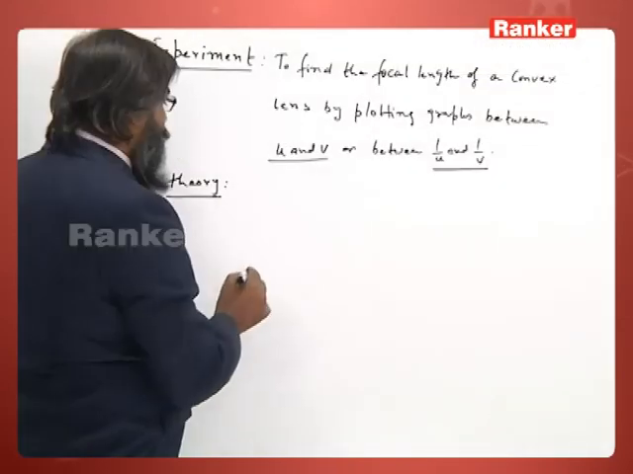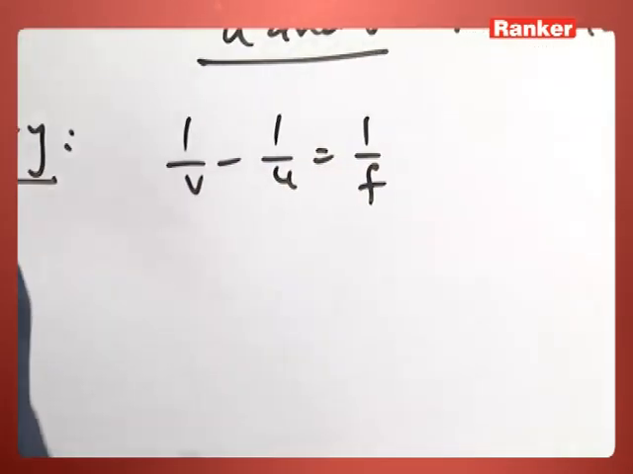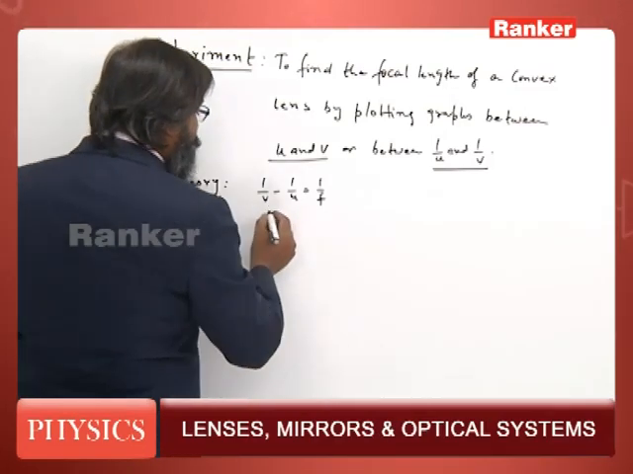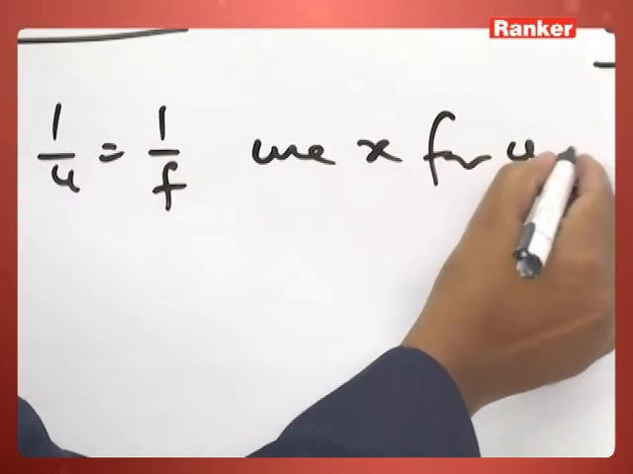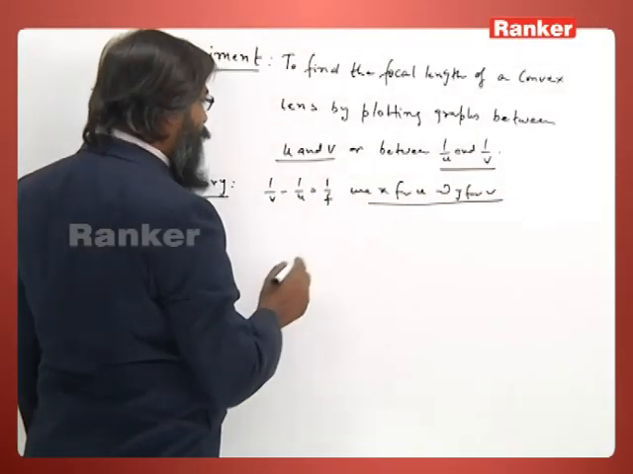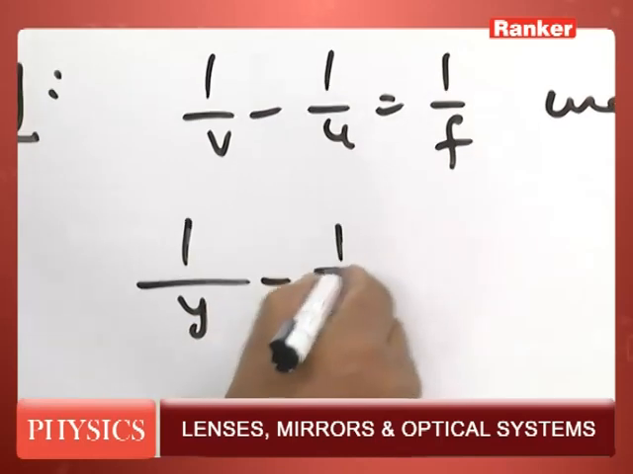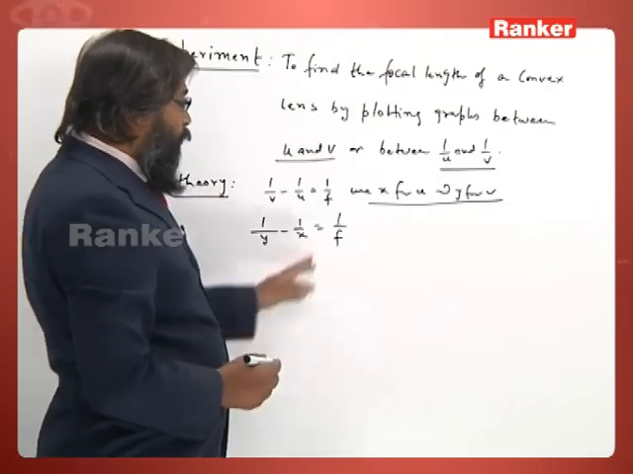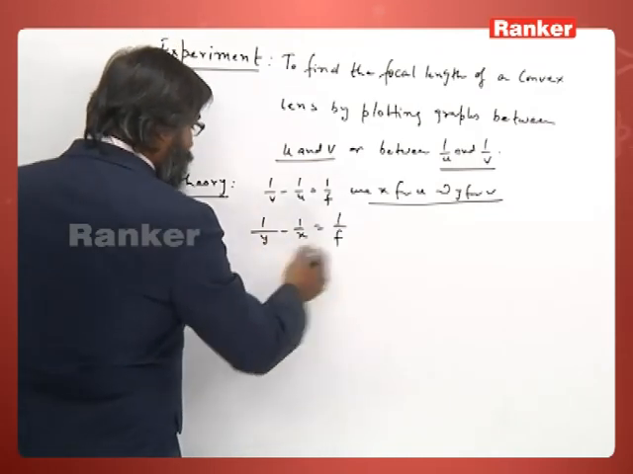used in the problem. So here the lens formula gives 1 by v minus 1 by u is equal to 1 by f. For a lens we will use x for u and y for v. So we have 1 by y minus 1 by x is 1 by f, the focal length. Now for a convex lens, the focal length is positive. So now let us simplify it.